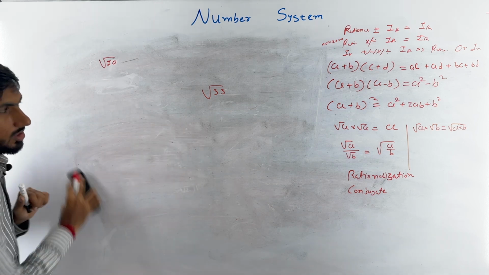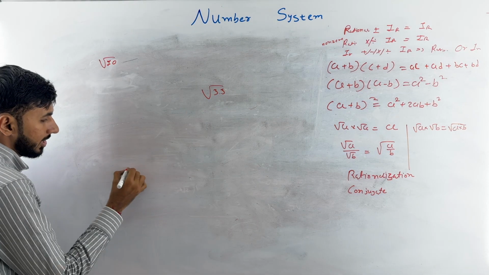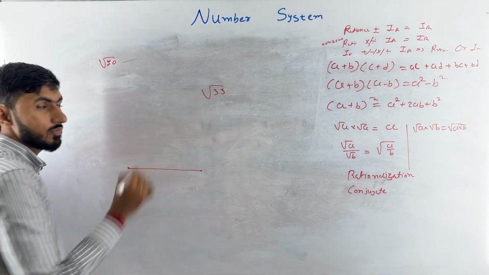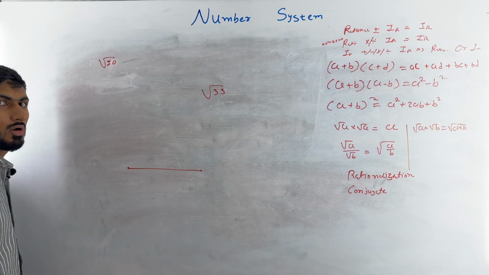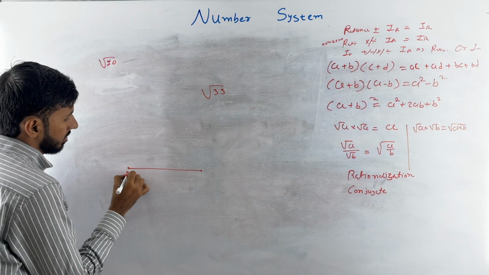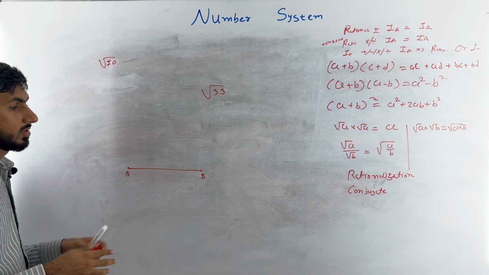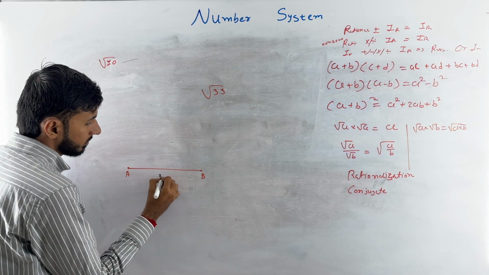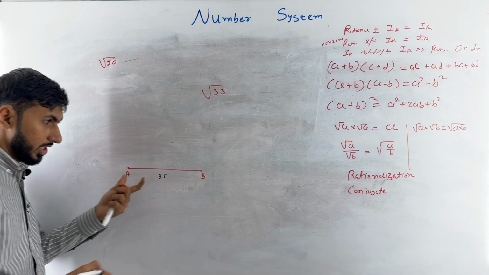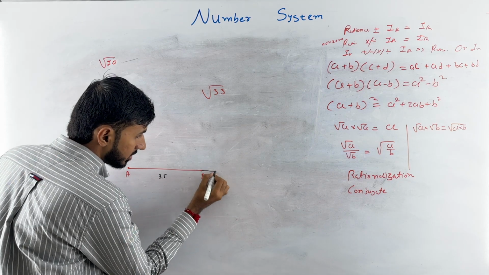What I have done is, first we will draw a line segment of length 3.5. You can easily draw it with your scale and pencil, right? Let me name it A and B. This is of length 3.5. Now second step, I have to extend it by exactly 1 unit.